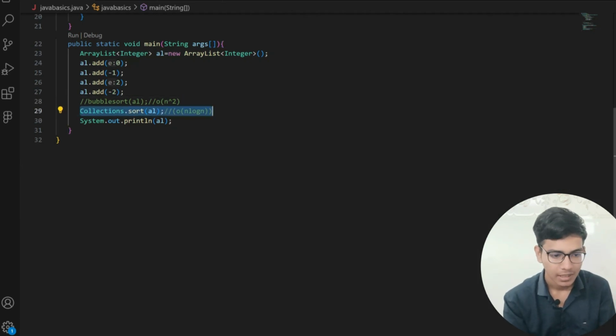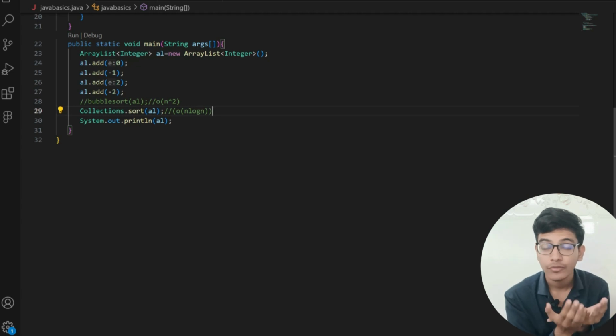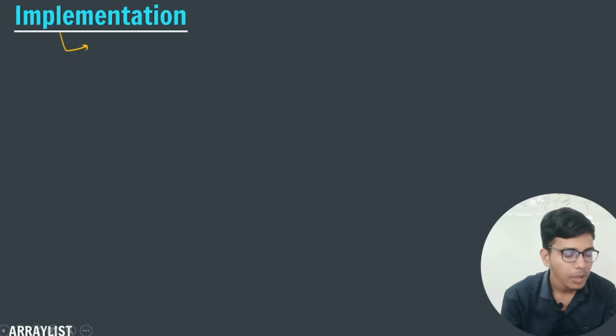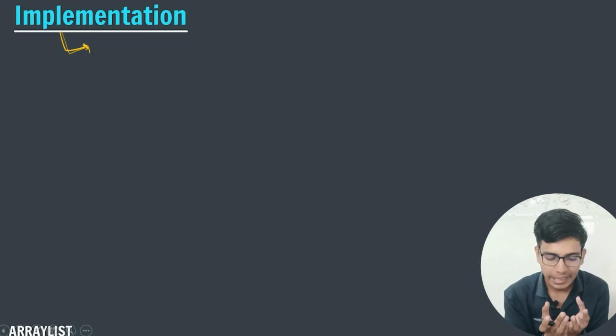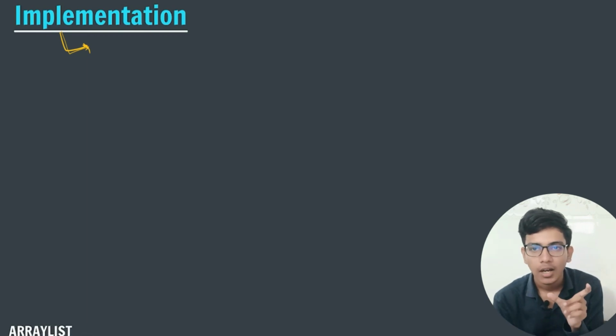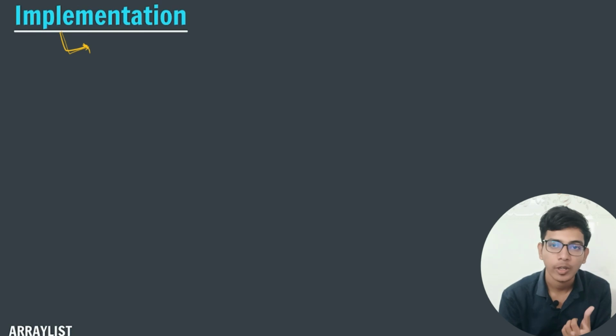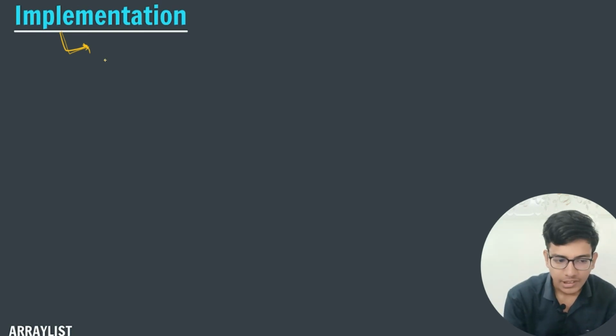Okay, now let us talk about how array list is implemented and what goes on in the background of the Java Collections framework. The implementation of array list is very similar to arrays. When we implement an array in Java, the memory for each element is formed in continuous order, right? Similarly, when we implement an array list in Java, it is similar to arrays.